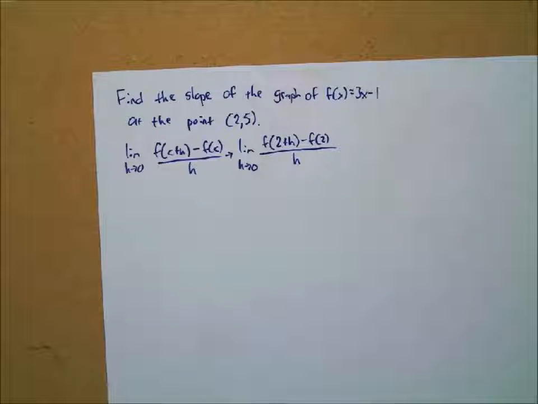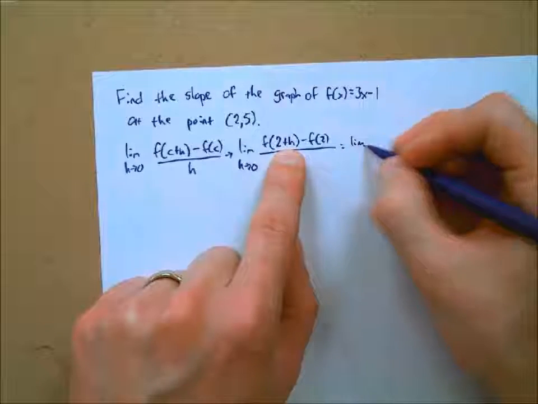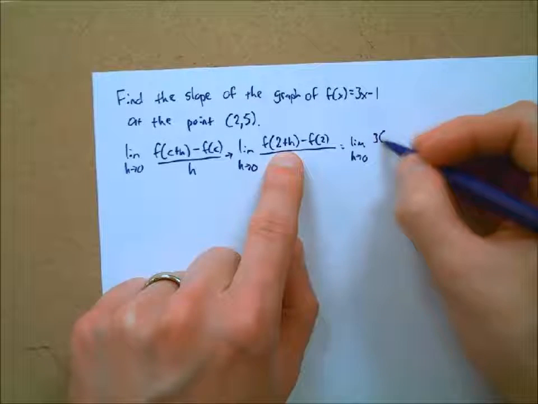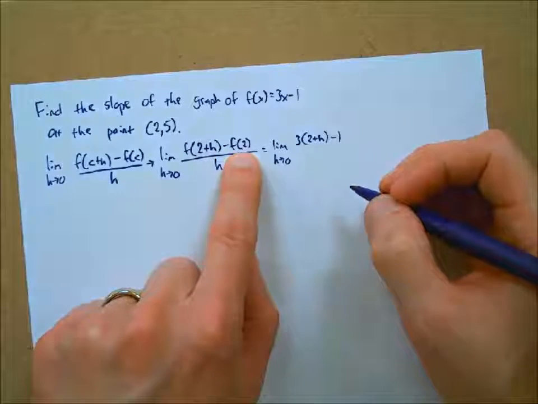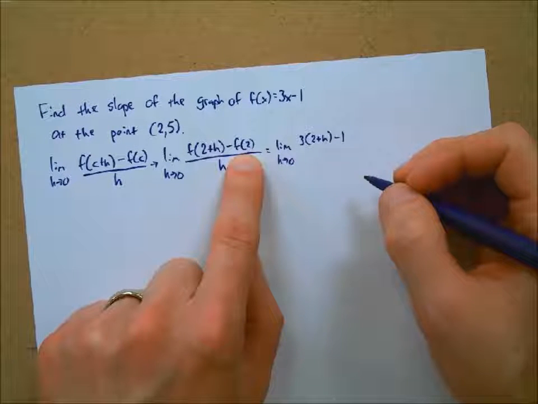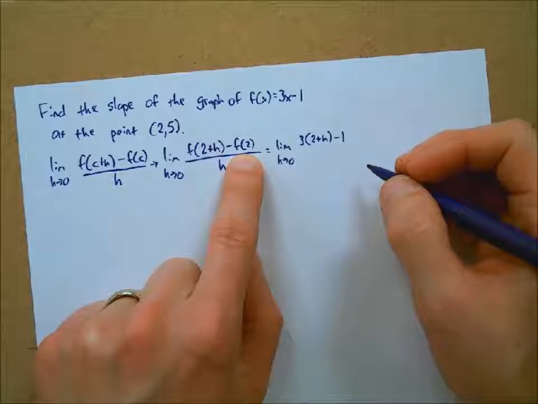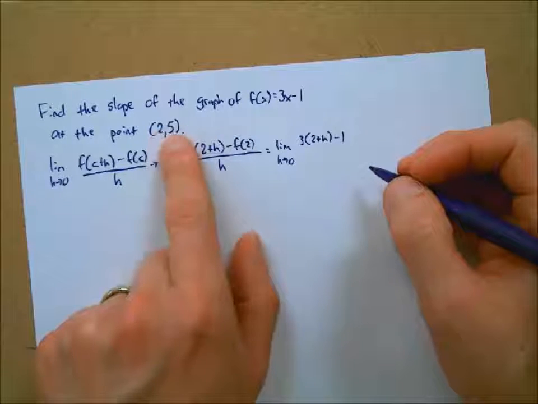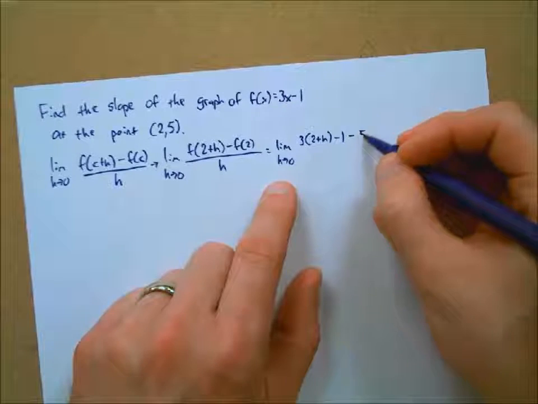There's our setup. All right, let's go ahead and plug this in. So f of 2 plus h, I'm going to plug 2 plus h in for x there. So it'll be 3 parentheses 2 plus h minus 1. And then minus f of 2. Well, what's f of 2, though? What's f evaluated at 2? 5, right? You can either use the point right there or literally just plug 2 in here. 2 times 3 is 6, minus 1 is 5. So I'll just do minus 5 all over h.